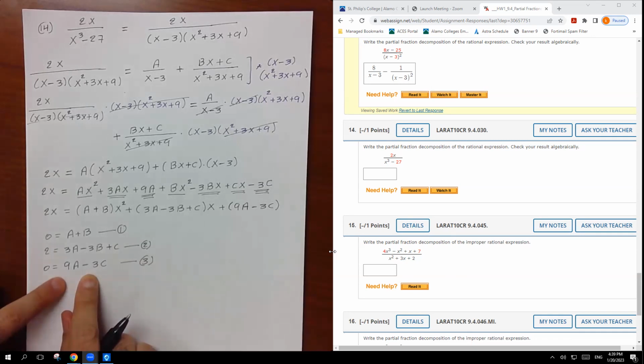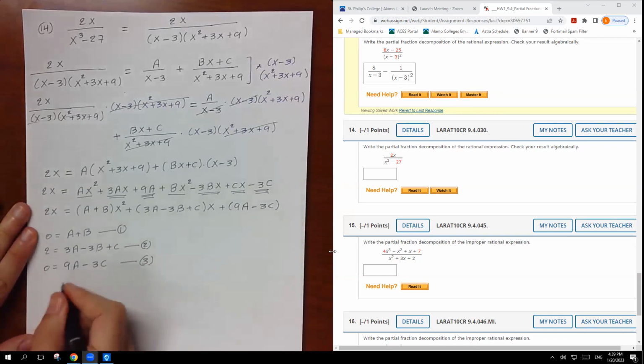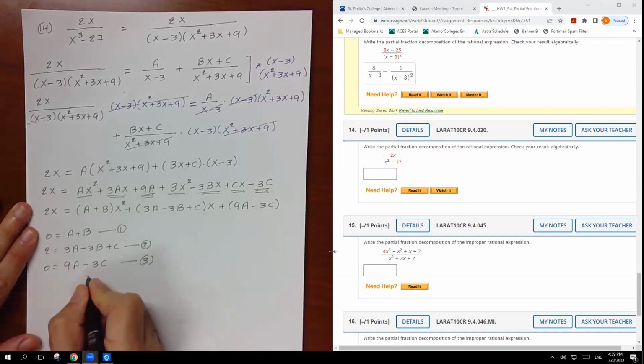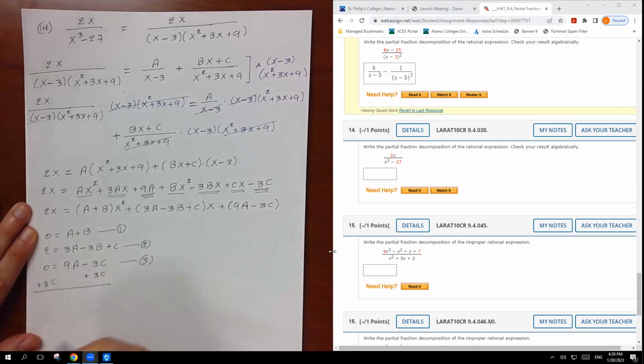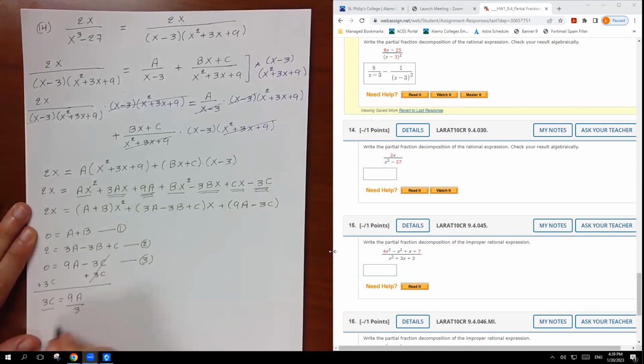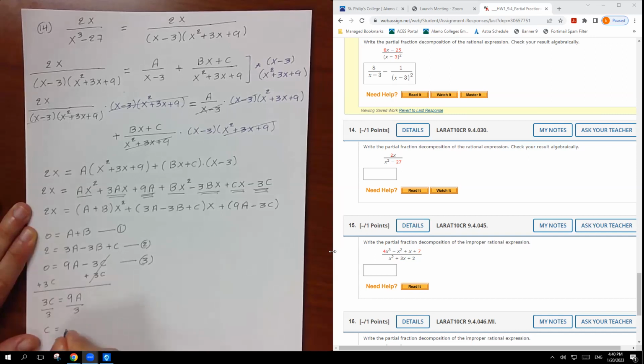So I'm going to take the third equation and solve it for c. So I'm going to move the 3c to the other side, so I'm going to add 3c to both sides. Cancel here. That means 3c is going to be equal to 9a. Now if I divide both sides by 3, c is going to be equal to 3a. I'm going to say this is number 4.